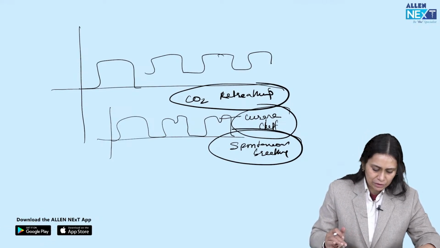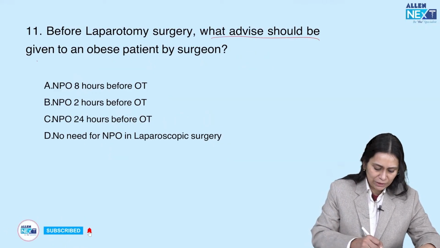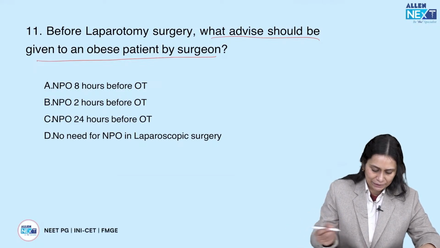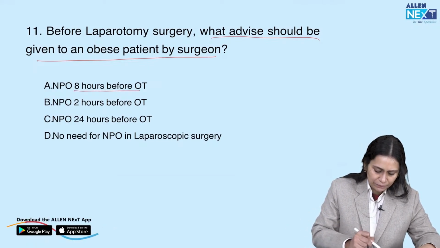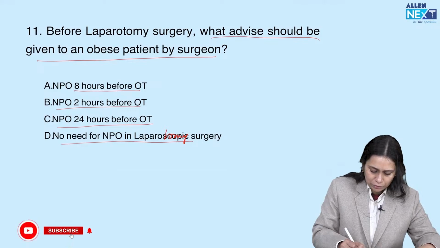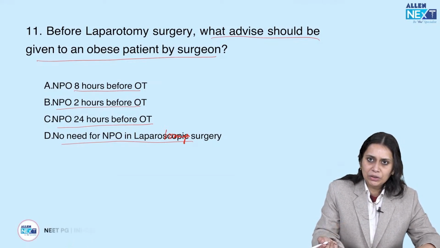Now coming to the next question. Before laparotomy surgery, what advice should be given to an obese patient by the surgeon or anesthesiologist? NPO guideline: NPO 8 hours before OT, NPO 2 hours before OT, NPO 24 hours before OT, or no need for NPO in laparotomy surgery. No need for NPO? Now listen, for any elective surgery, NPO should be fixed.